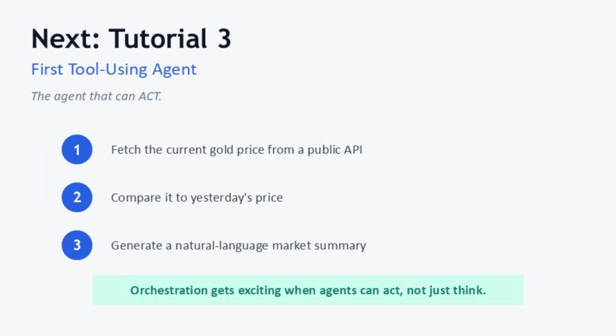In Tutorial 3, things get really interesting. Right now, our agent can think, but it can't do anything. It can't check the weather, it can't fetch data, it can't browse the web. In the next tutorial, we give it a tool. We'll build a gold price checker that fetches live data from the web, compares it to yesterday's price, and generates a natural language market summary. That's where orchestration starts to get exciting. Agents that can act, not just think.